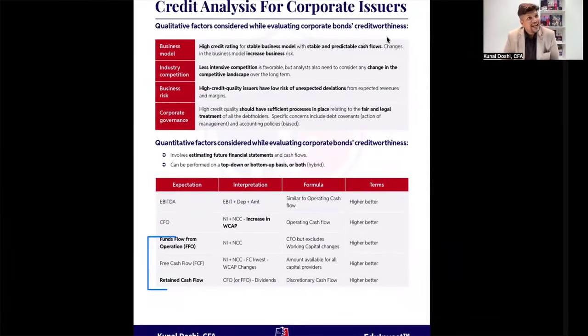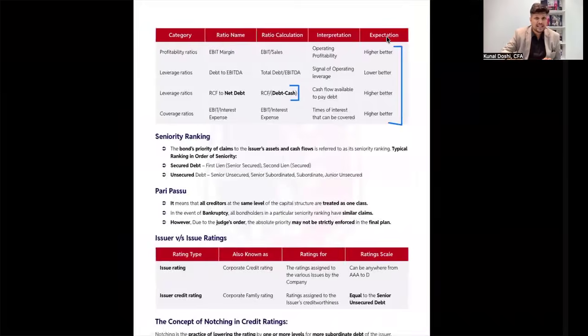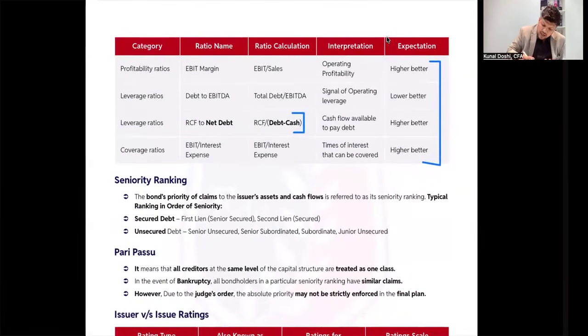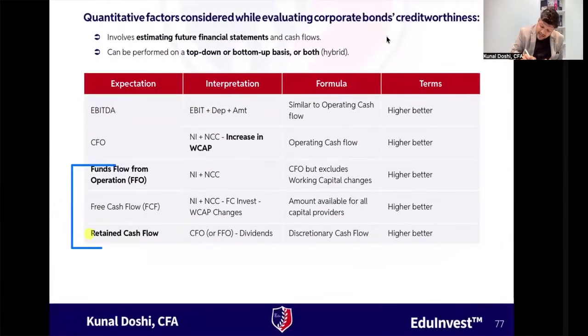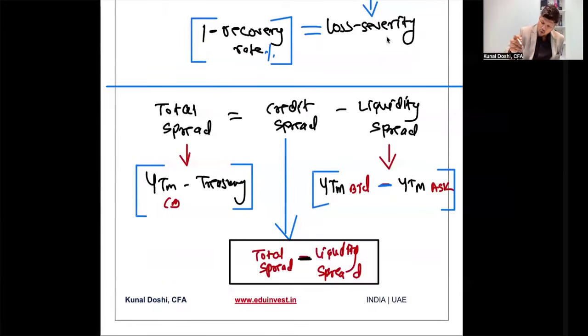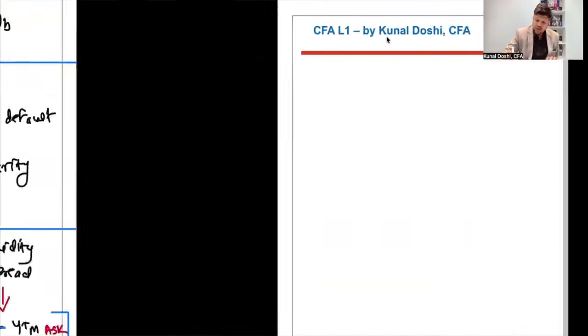Now, in credit analysis for corporate issuers, the credit rating agencies do check some of the ratios. Now, among these ratios, one unique ratio is RCF to net debt. What is RCF? It is nothing but retained cash flow. Apart from these, all the ratios are similar to FSA. Only two things are unique here: retained cash flow and FFO. So I will write down those two ratios.